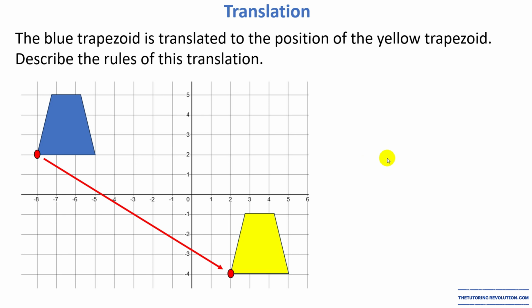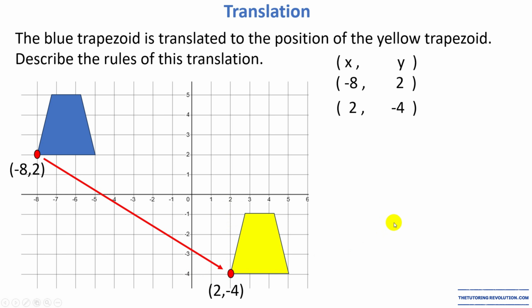Another way to find the rule of this translation is just to find the change in these two coordinates here. So let's label them. This is -8 for the x, 2 for the y, and this coordinate is 2 for the x, -4 for the y. So we're going to put one coordinate on top of the other.